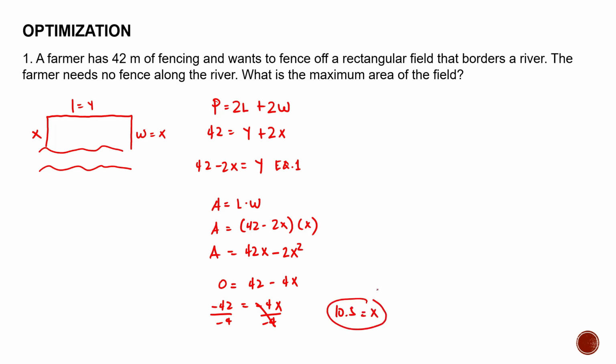So now we have the x. We need to solve for y using equation 1. So 42 minus 2 times 10.5 equals 21.